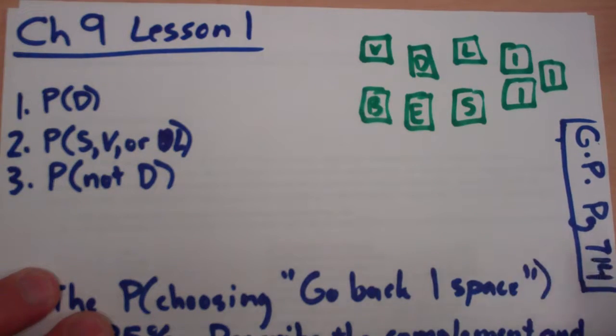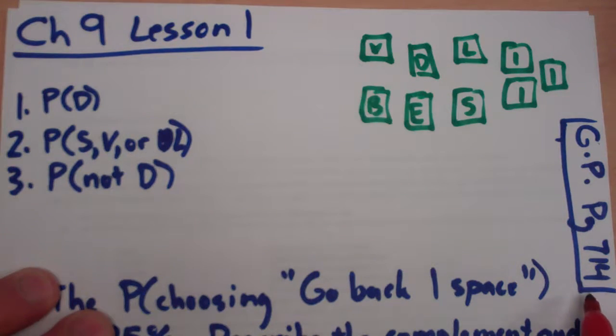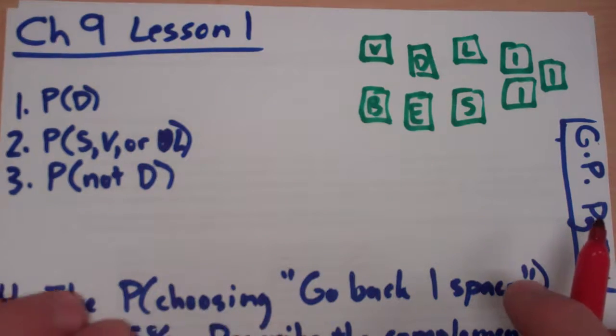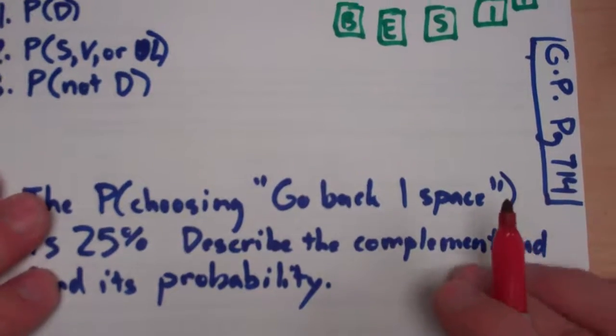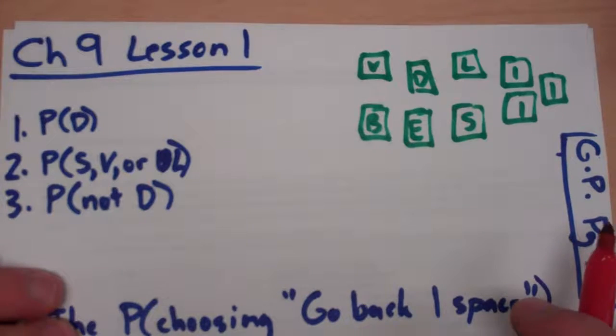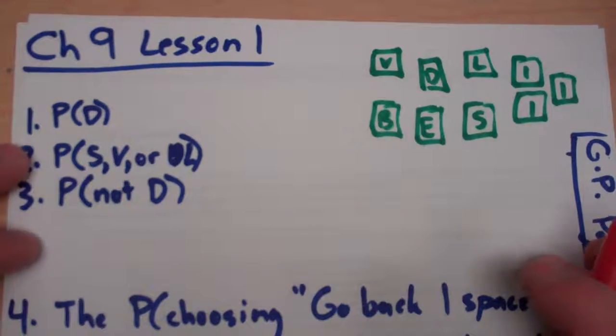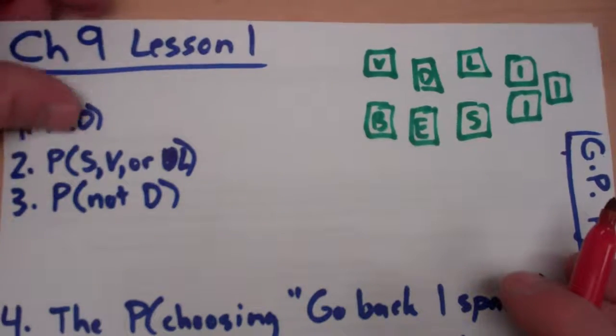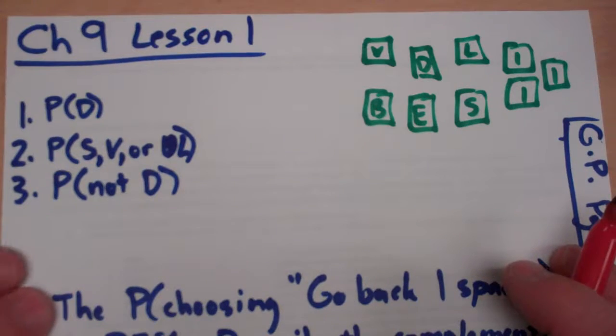Alright, this is Chapter 9, Lesson 1. We'll be doing the guided practice off page 714. This lesson's over probability, and remember, probability is the likelihood of an event occurring. Today we're dealing with simple events, which means basically one thing happening, not a series of things happening. The probability, the likelihood that one thing will happen.